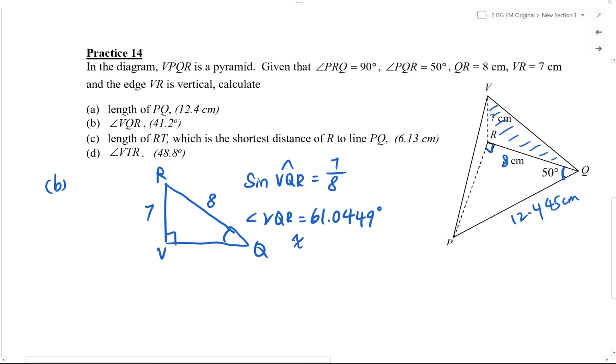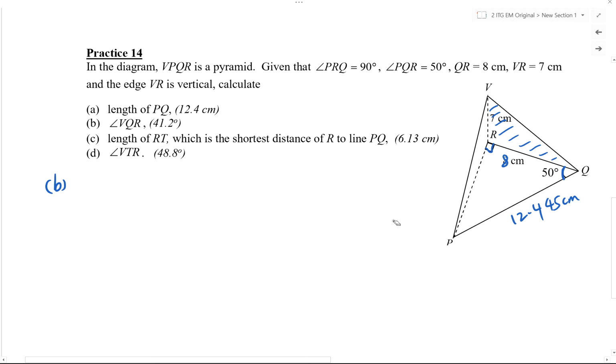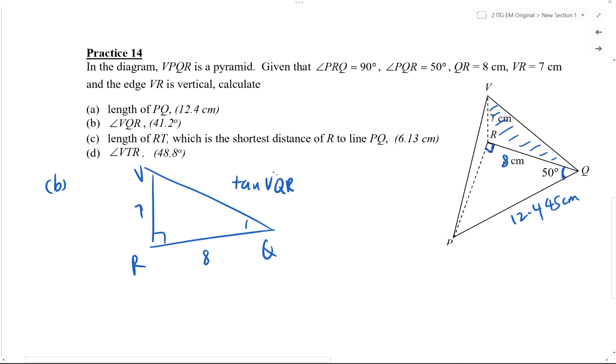So for the recording, the triangle that we are using is R, Q, and V. 7 and 8 over here. This is our unknown angle. So tangent VQR is 7 over 8. Angle VQR is now tangent inverse 7 over 8. You get an answer, round it off to 41.2 degrees.